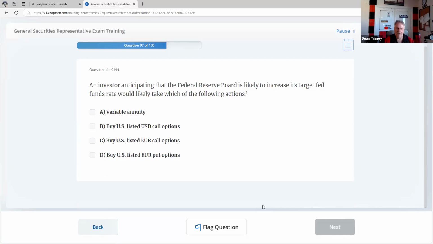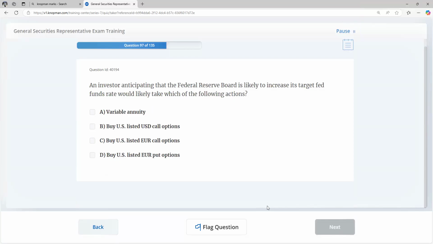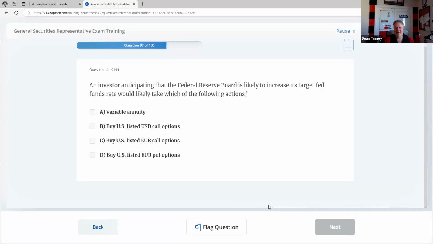An investor anticipating the Federal Reserve Board would likely increase its target Fed funds rate would likely take which of the following actions? Buy calls. Yeah. Are you going to buy? Yeah. If an investor anticipates the Fed would increase its target, it would likely take which of the following actions?